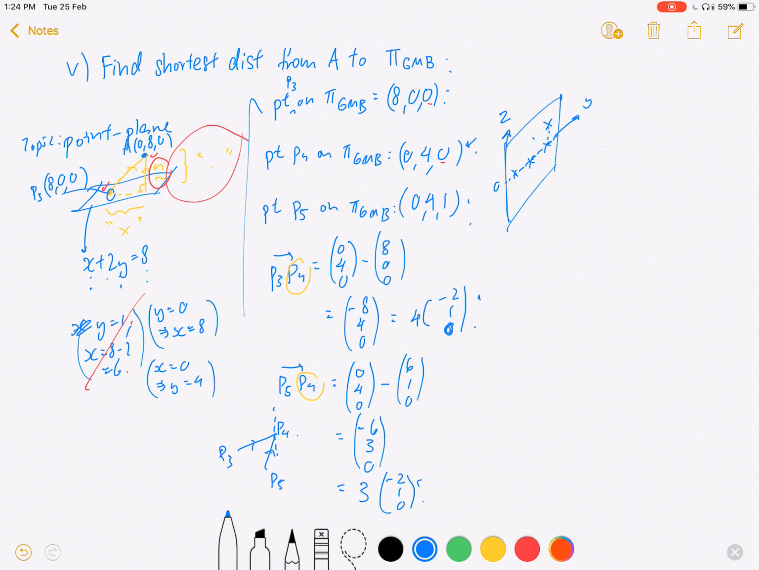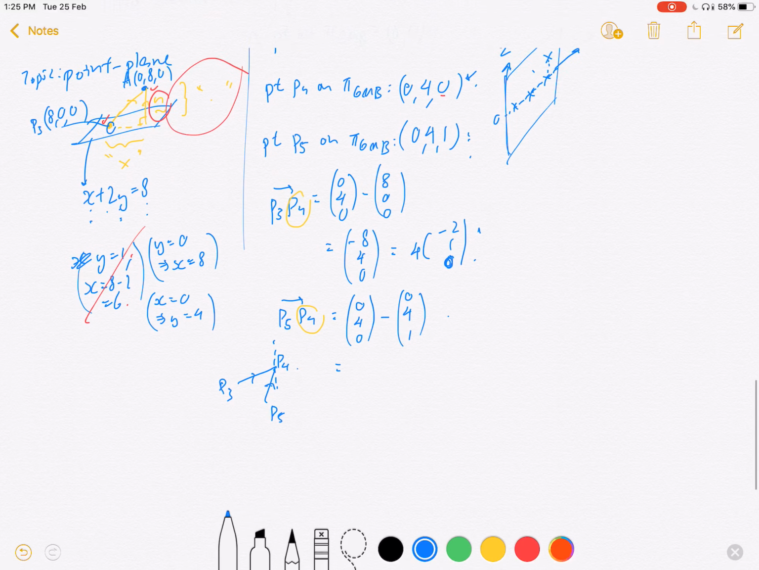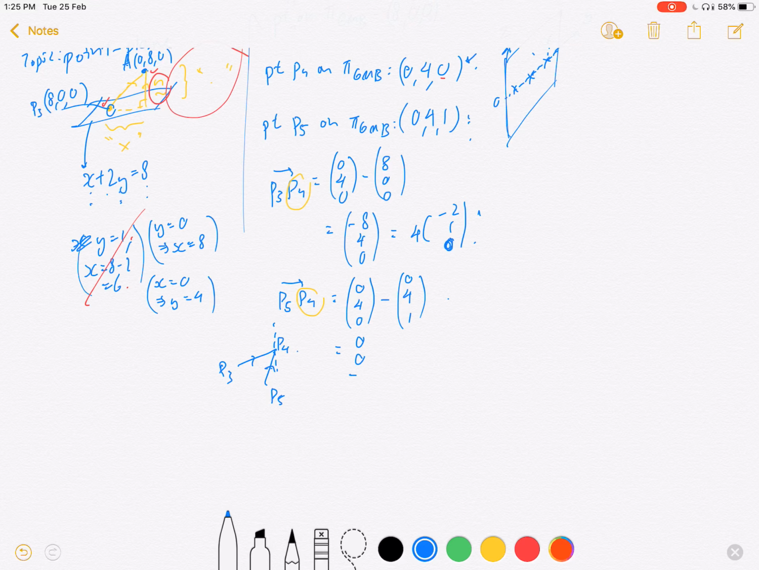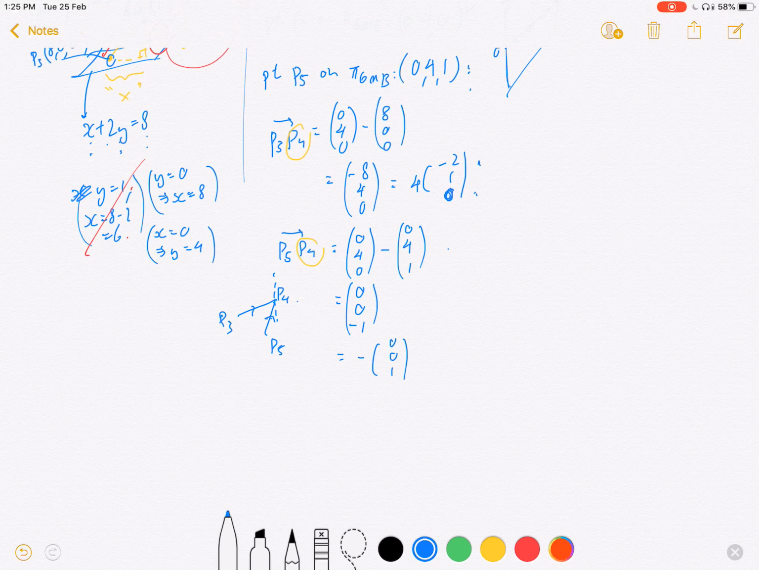Alright, with that, what would change? My P5, P4, this one over here. What would change is this. Yes, correct. It's a bit mischievous, but let's pull out -1 so that I work with 0, 0, 1. I prefer that. Just preference. Very nice. I have 2 direction vectors. They are non-parallel now. I'm going to find the normal.